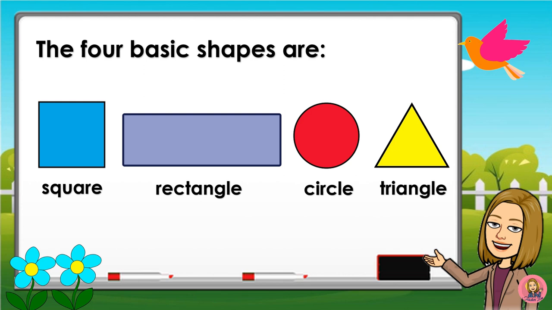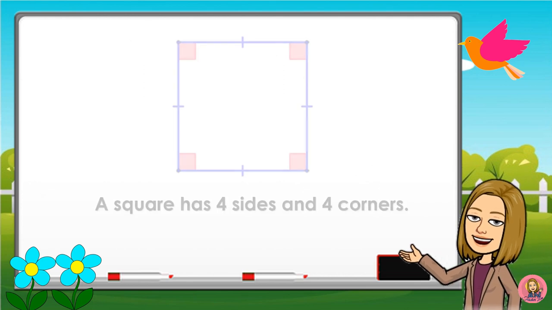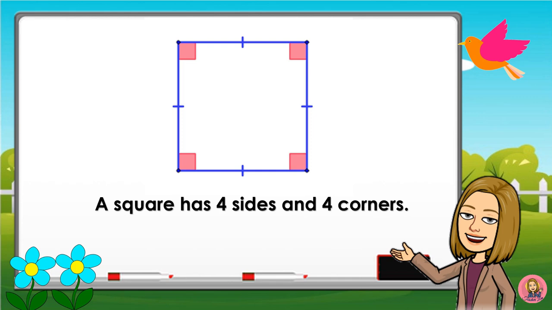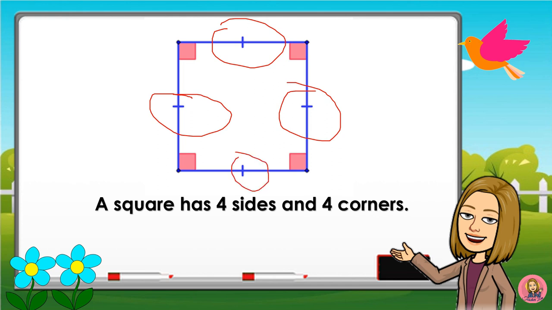The four basic shapes are square, rectangle, circle, and triangle. Square has four sides and four corners.